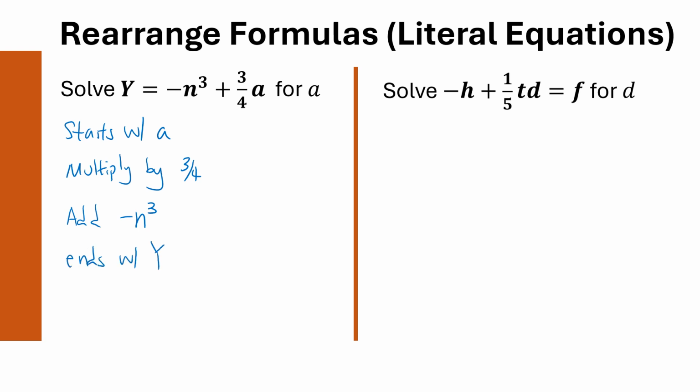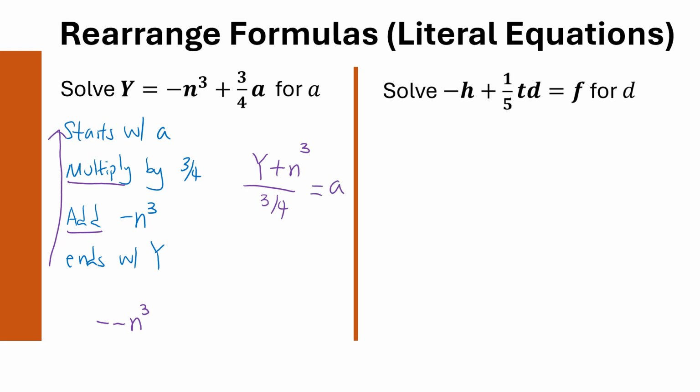So you're going to go backwards and do everything the opposite. So you're going to start with y. Instead of adding negative n to the third power, you're subtracting negative n to the third power, which is the same thing as plus n to the third power. Multiply, so the opposite, you're going to divide by 3/4, and then it ends with a.